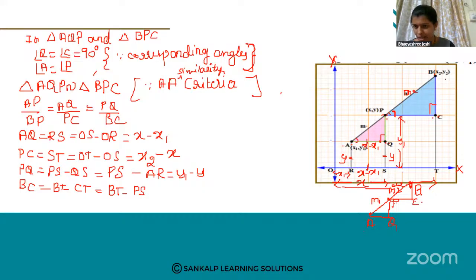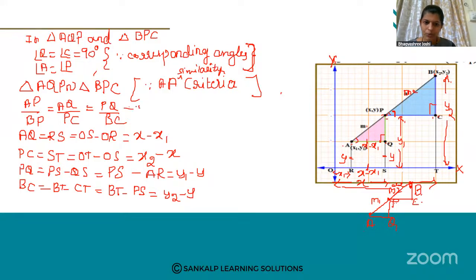BT, what do we take it as? We take it as Y2. If you look at it correctly, it is easy. So this one we will take as Y2, P2S is Y1 and A2R is Y. Simple. Y, Y1, Y2. Next. BT is Y2, PS is Y. Y2 minus Y.